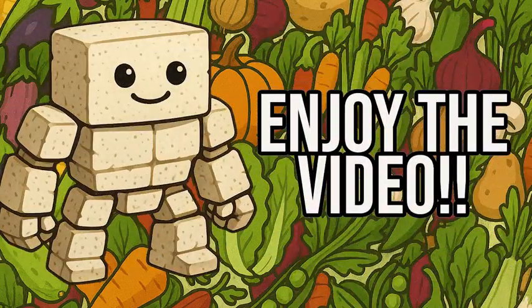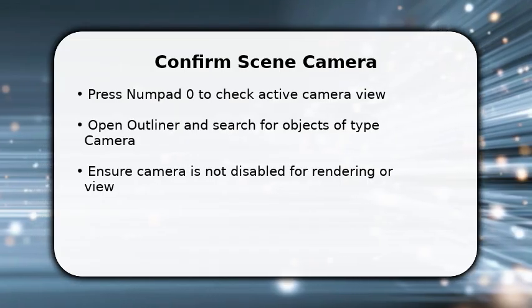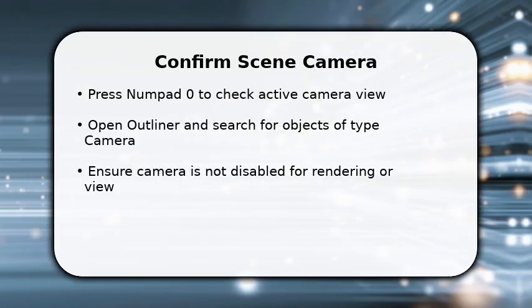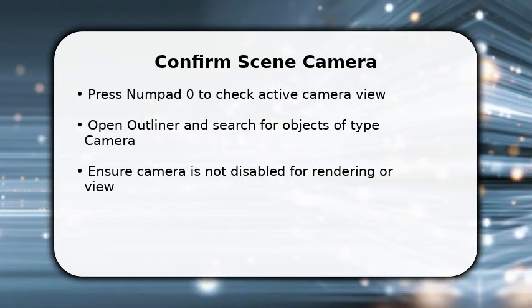Please enjoy the video. You start by verifying there is an actual camera object in the scene and that Blender is pointing to it. Press numpad 0 to attempt camera view. If nothing changes, open the outliner and filter by type camera.